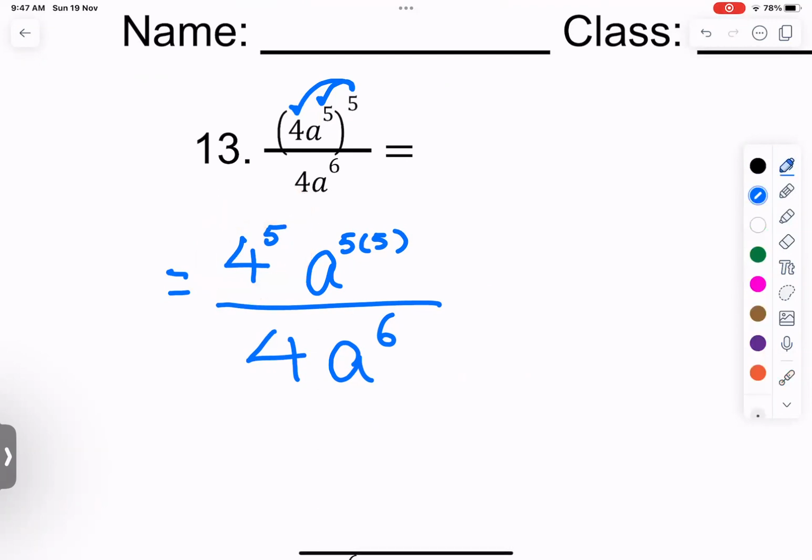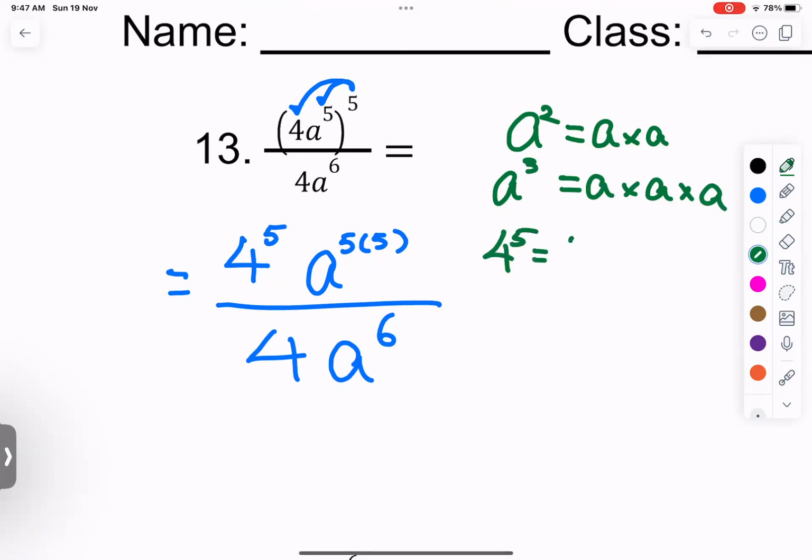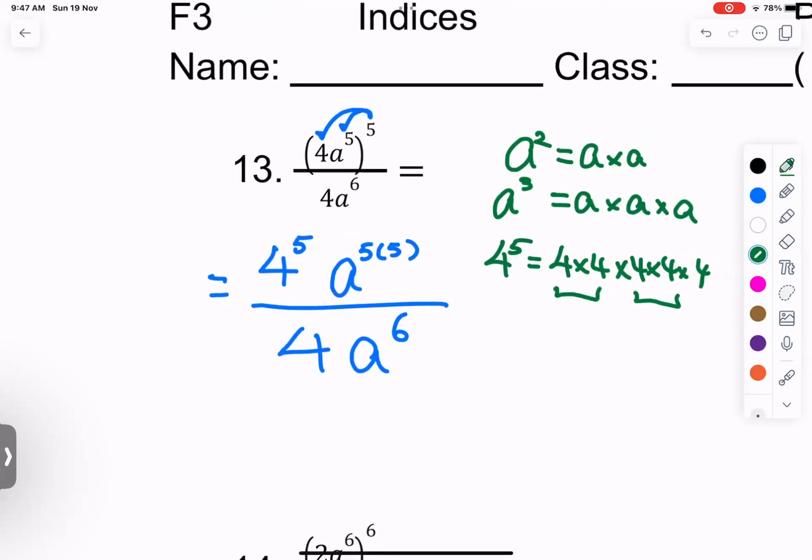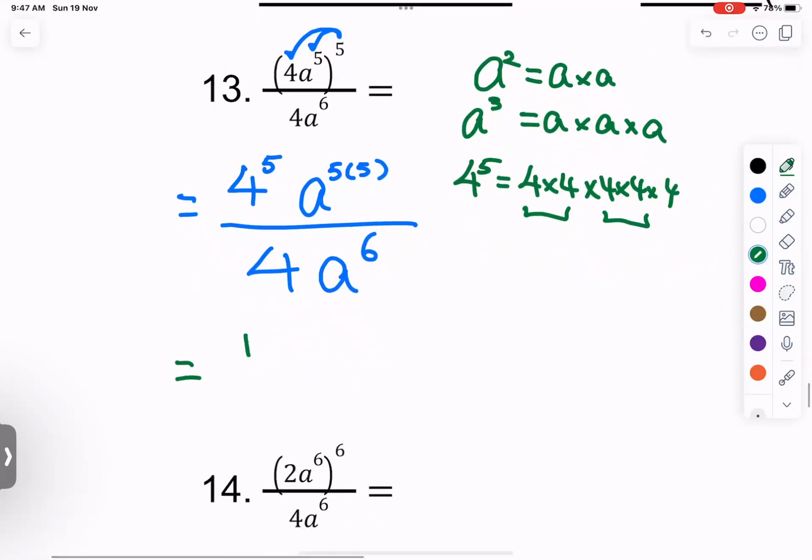4 to the power, okay. Do you still remember what A to the power of 2 is? A times A, right? A to the power of 3, A times A times A. Then what is 4 to the power of 5? 4 times 4 times 4 times 4 times 4. So 16 here times 4. You can use that in the calculator if you want to. 256 times 4, 1024. So 1024. How about here?